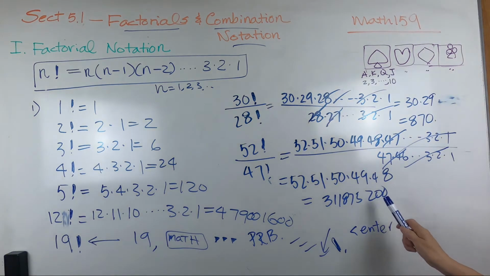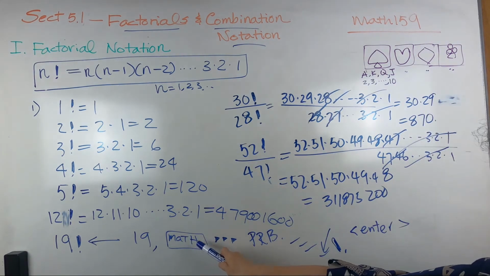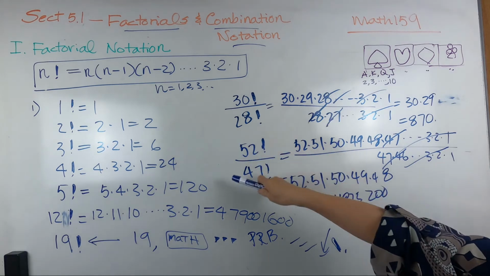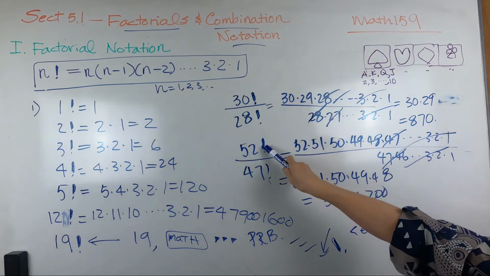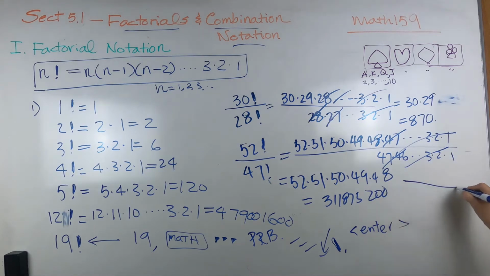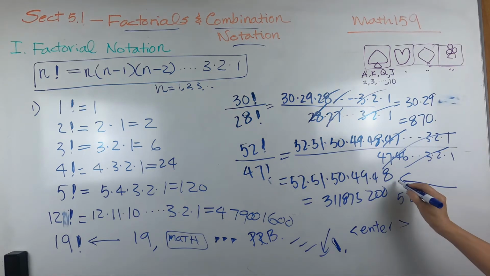Or you can do what? On the calculator, you can type in 52, then you do math, you do probabilities, you do the choose factorial symbol. Then you don't hit enter if you do the whole thing. You will do 52 factorial here. Like this one, you will do 52 factorial, okay?